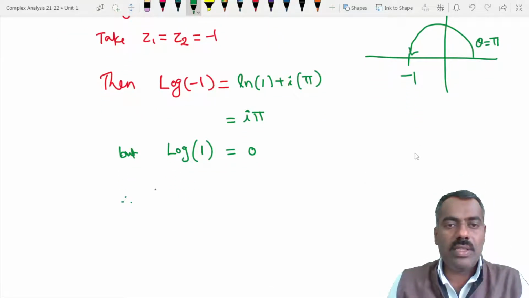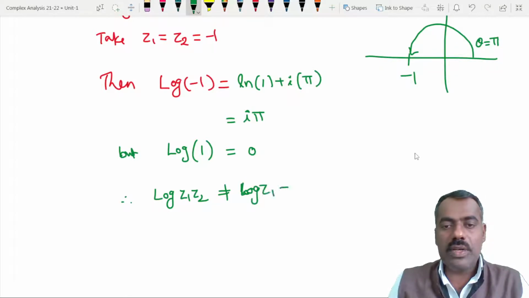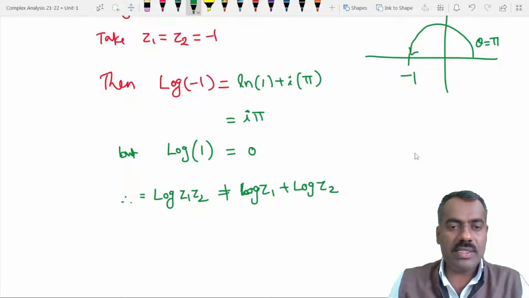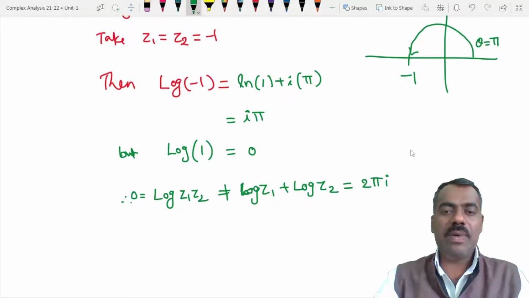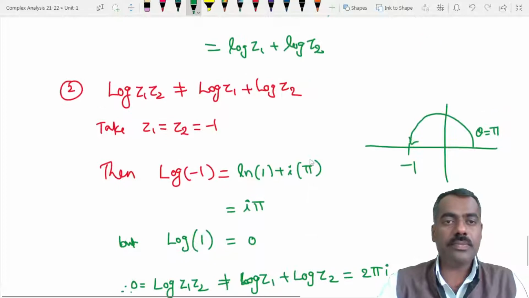Therefore, this Log of z1 times z2 is not equal to capital Log z1 plus capital Log z2, because in this example this one is 0, which is not equal to this, which is 2 pi i, because i pi plus i pi is 2 pi i, right?